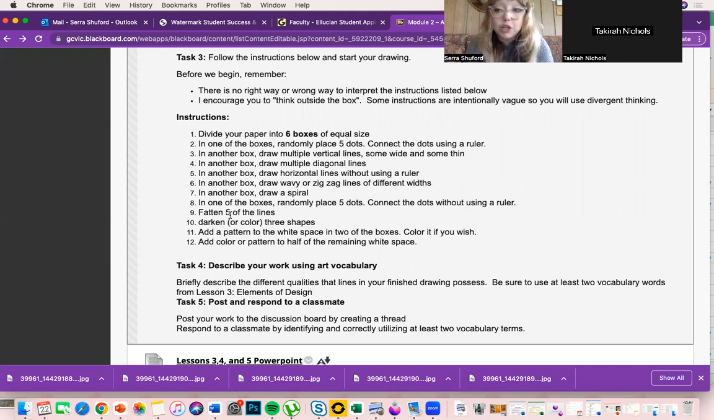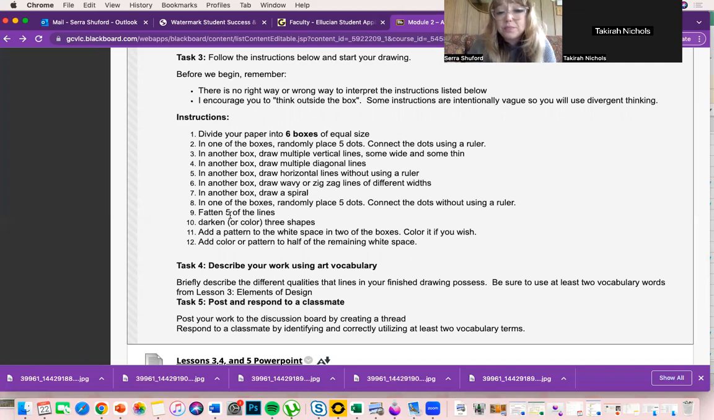Be sure to use at least 2 vocabulary words from our lesson that are in the PowerPoint or in the Edpuzzle when you're talking about your drawing. I would say probably like 100 to 150 words is really all you need for your description here. That's just the baseline of what you need for that. I would make sure that you're speaking in full sentences and that sort of thing.